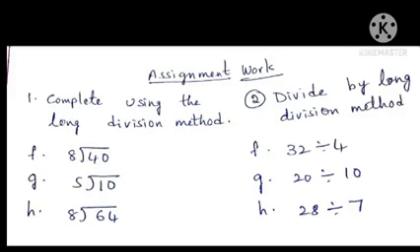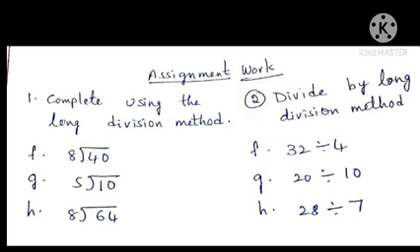Here is assignment work for you, children. First sum. Complete using the long division method. Here F, G, H sums are given. F sum is 40 divided by 8. G sum is 10 divided by 5. H sum is 64 divided by 8.